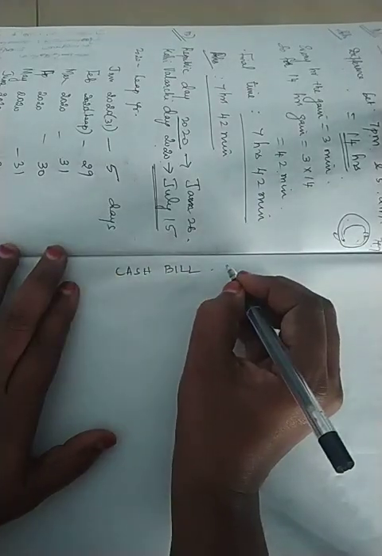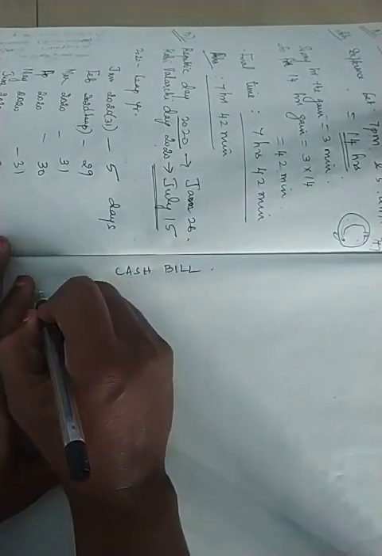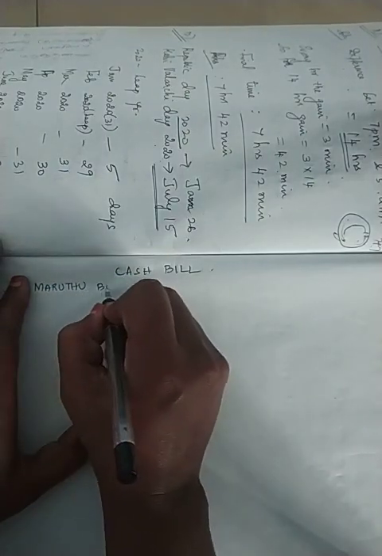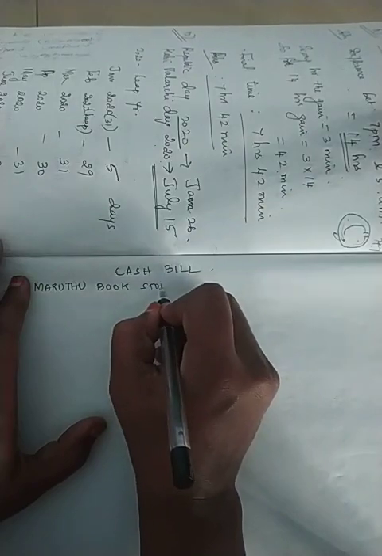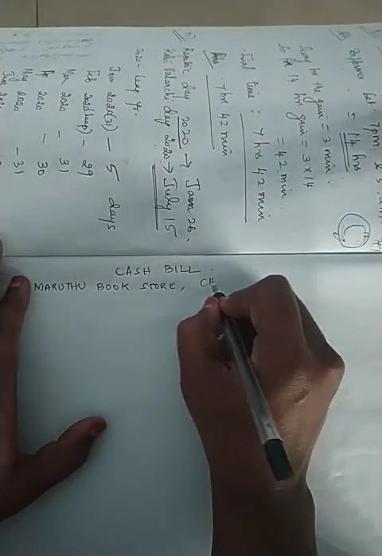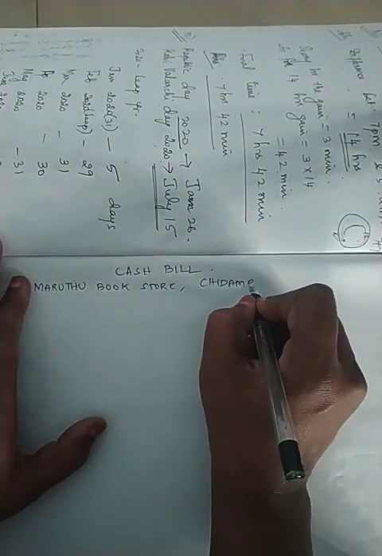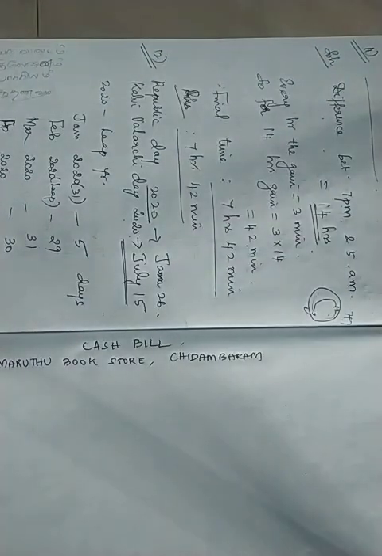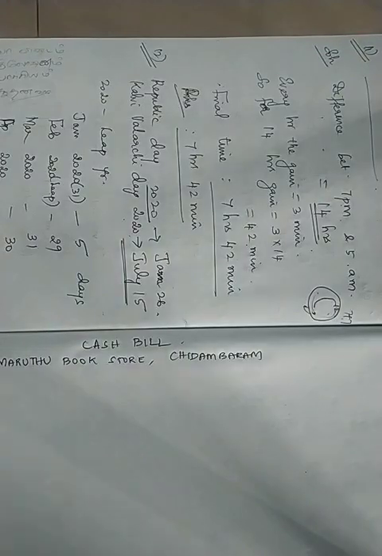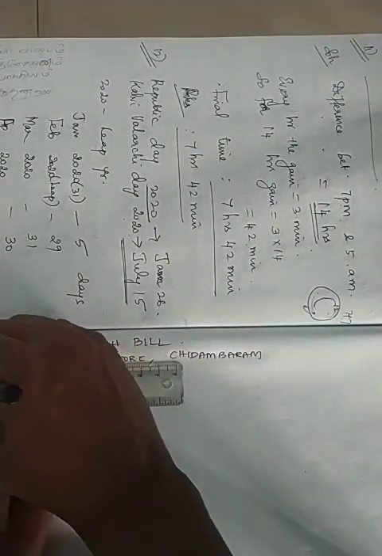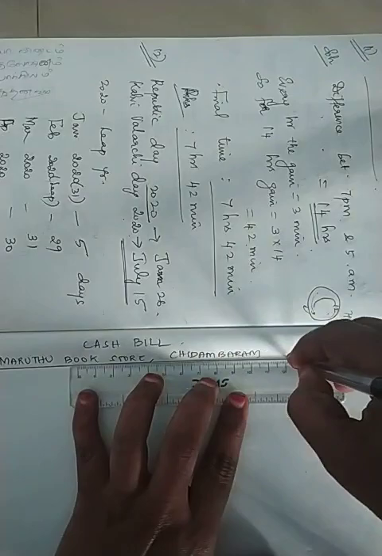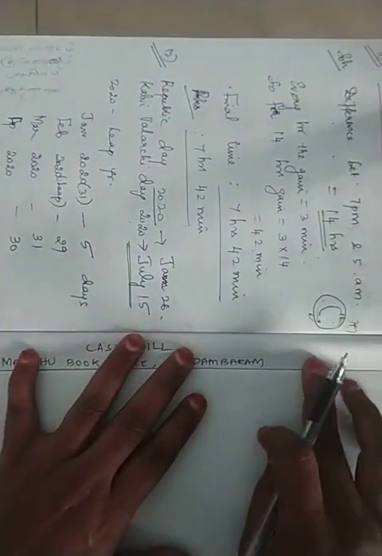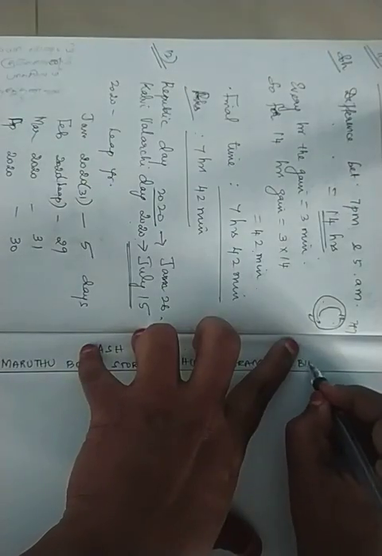Then what is the name of the shop? It is Maruthu Bookstore, comma, Chidambaram. Then one line below, I will draw a line and then I will start below. On the right side, I will write the date. So it is bill date.